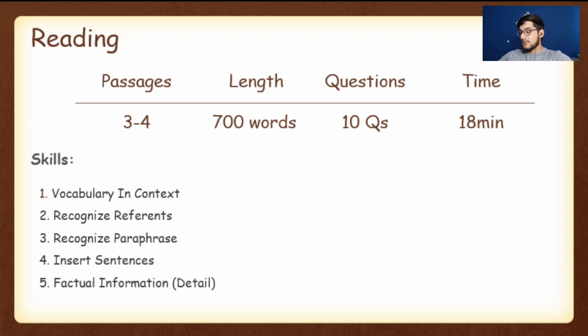Skills, like we talked about, each skill means a different question style. The first 5 skills of the reading section are vocabulary in context, recognize reference, recognize paraphrase, insert sentences, and factual information or detailed question. We have a video on each of them, so stay tuned for the upcoming videos. Some organizations call it detailed question, and others call it factual information. They're both the same. No differences between them.